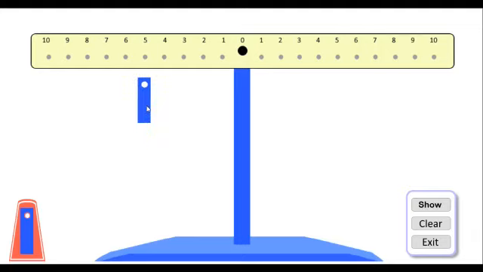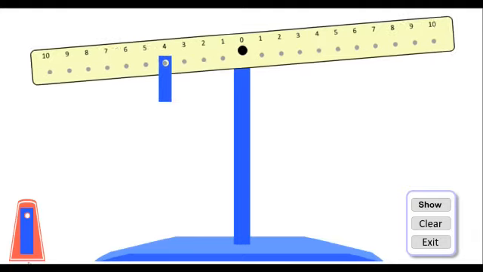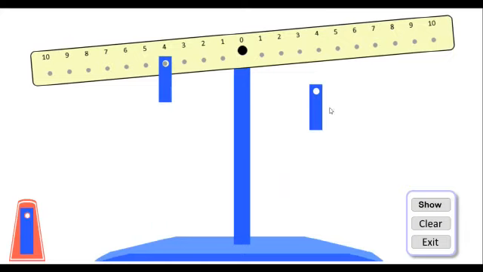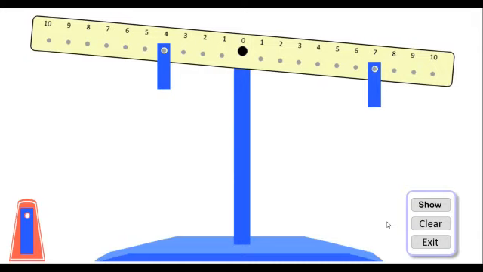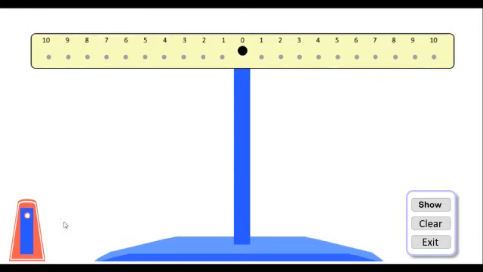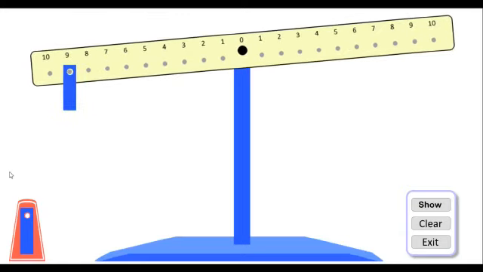One object weighs 4 bottles and the other object weighs 7 bottles. Which one is heavier? One object weighs 9 bottles and the other object weighs 7 bottles. Which one is lighter?